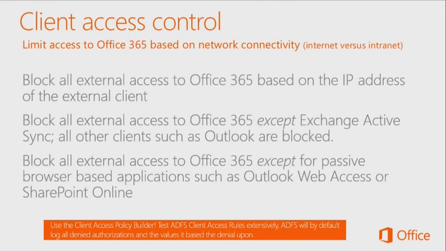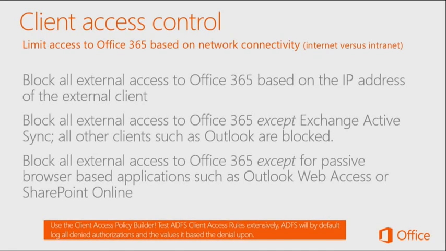Client access control. So we can limit access to Office 365 based on network connectivity, internet versus intranet. We can block all external access to Office 365 based on IP address. We can block all internal access to Office 365 except Exchange ActiveSync. All other clients such as Outlook can be blocked. We can block all external access to Office 365 except for passive browser-based applications such as Outlook Web Access or SharePoint Online. So there's not a lot of new client access control built in.